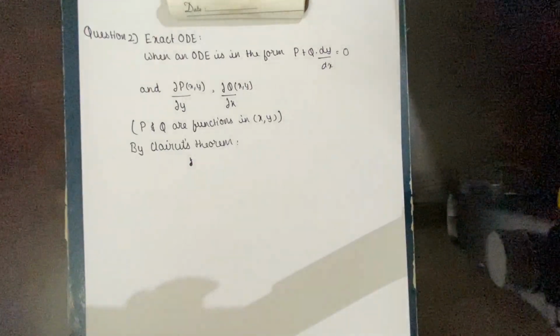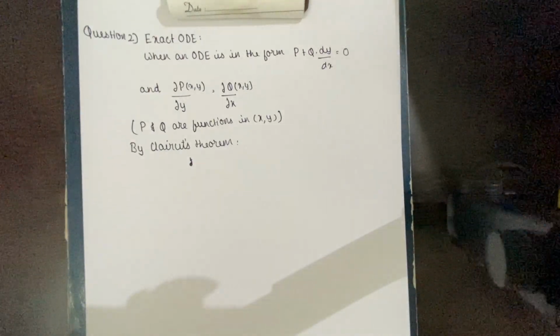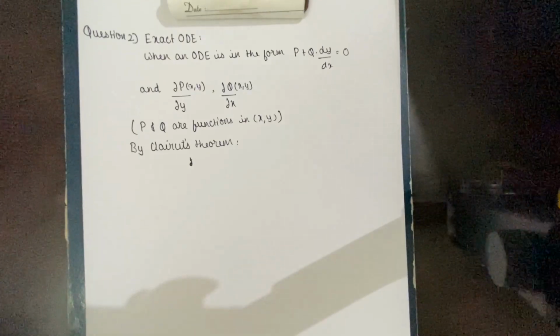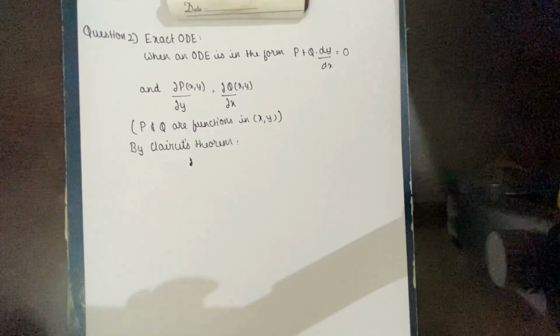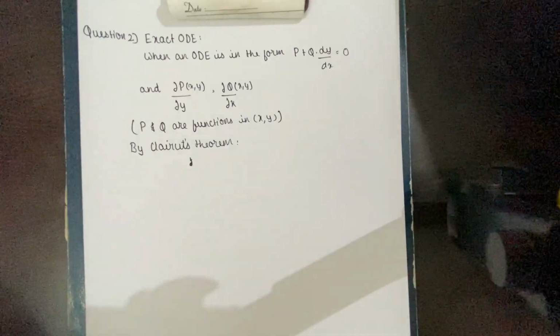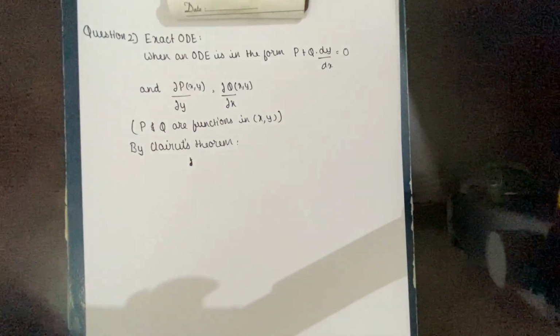Okay, so the second question states: under what conditions on the constants a, b, k and l is the ODE (ax + by) + (kx + ly) dy/dx = 0 exact, and solve the exact ODE.